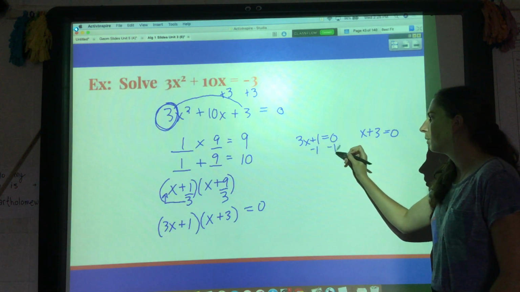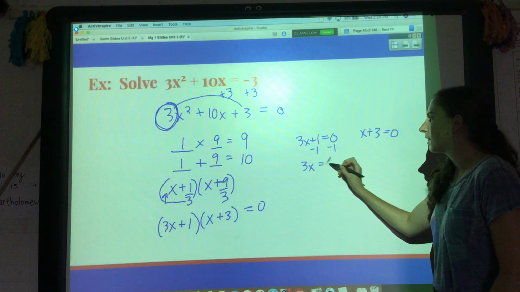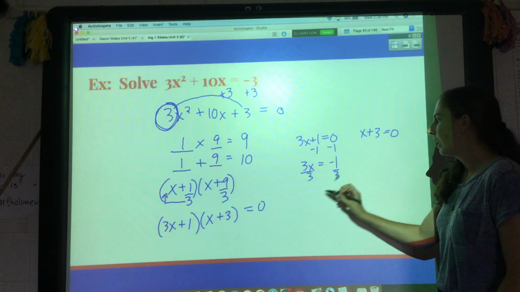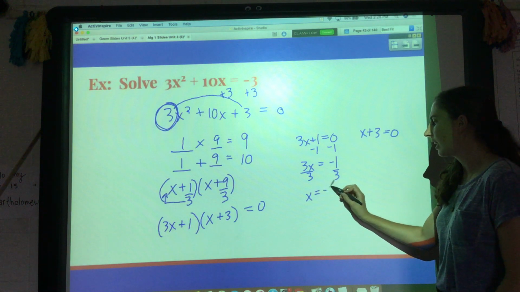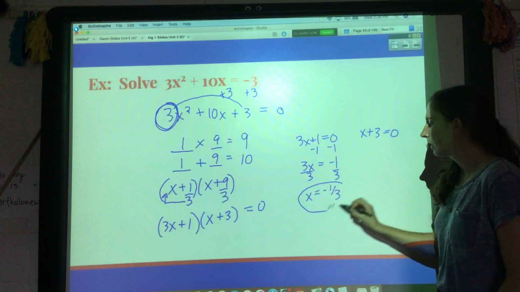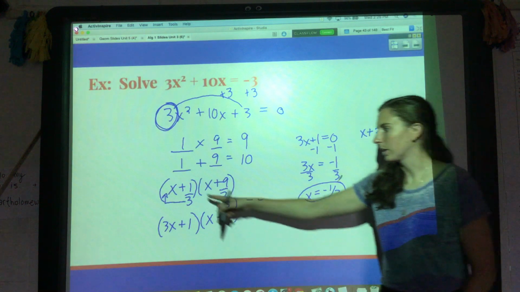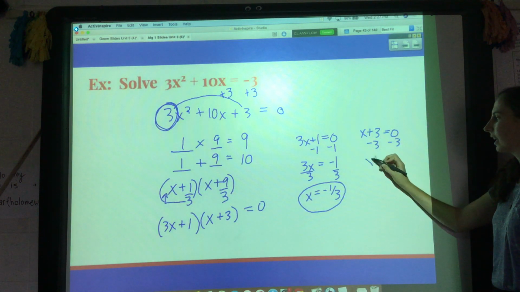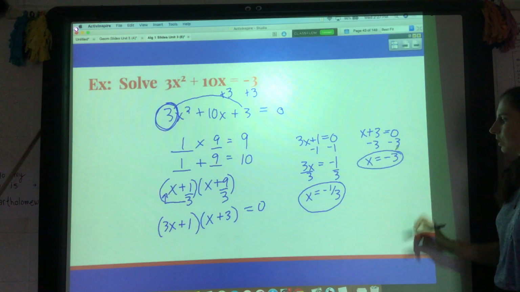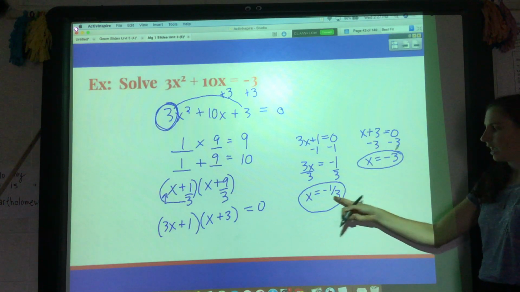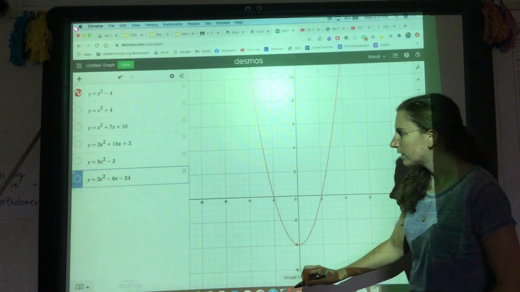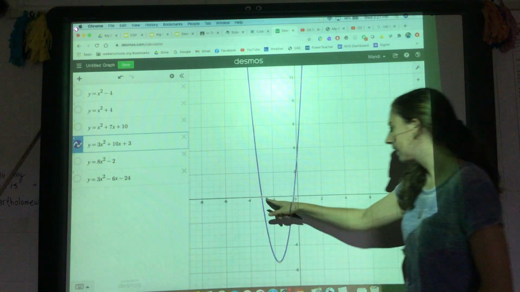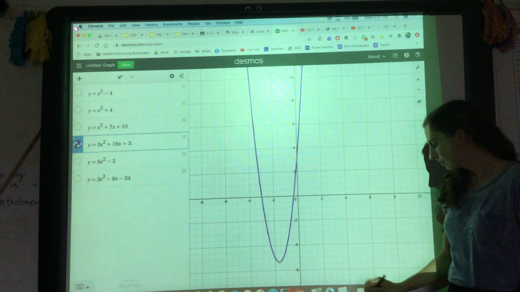We'll subtract 1 from both sides and get 3x equals negative 1. Then we'll have to divide by 3. And so x on this one is actually negative 1/3, which kind of matches with this actually. On this one, we'll just subtract 3 and get negative 3. So those are my two solutions, negative 3 and negative 1/3. Again, you could see it on the graph. It hits at negative 3 and negative 1/3.